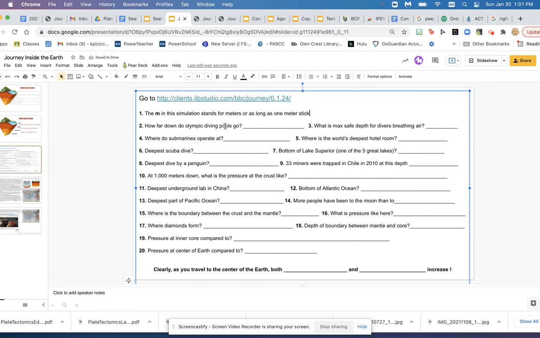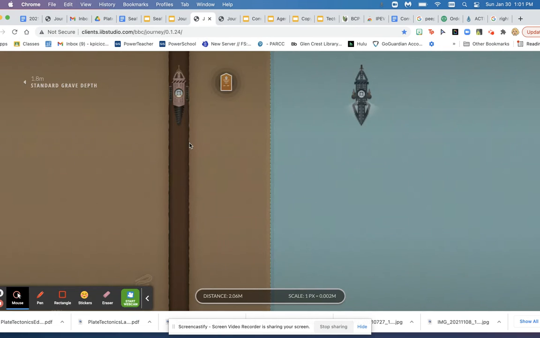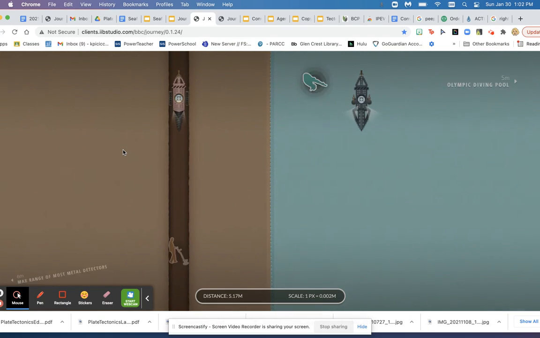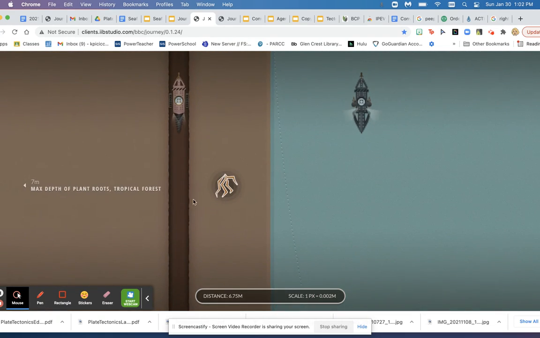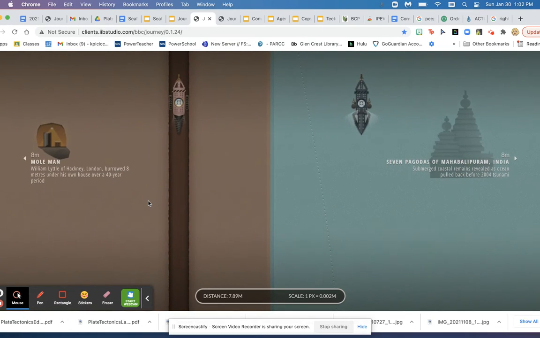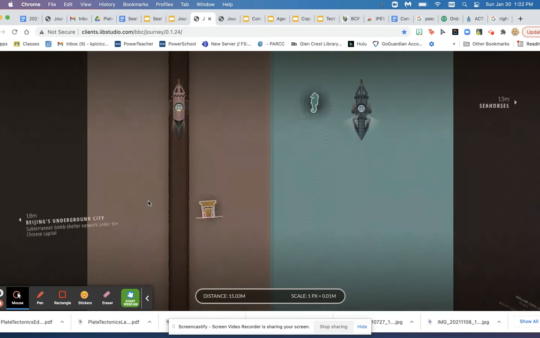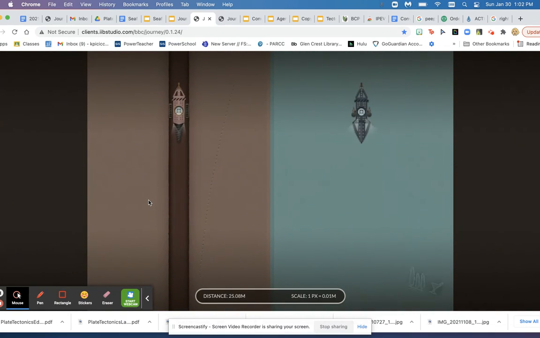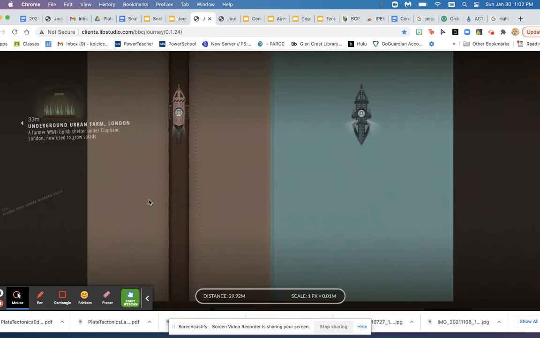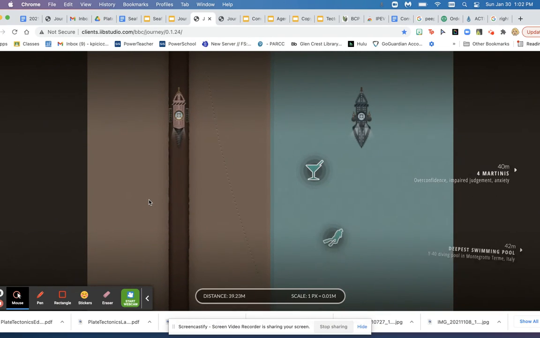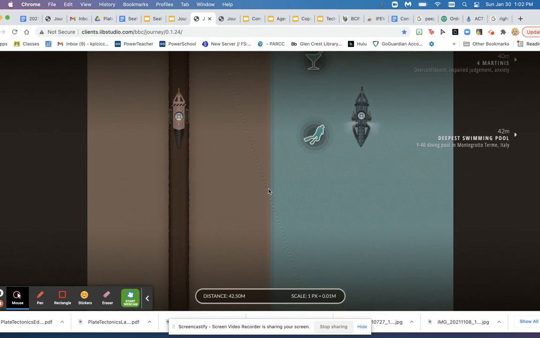How far do Olympic diving pools go? So now I'm going to look for that answer, and I'm going to go down. I don't see it yet. I don't see Olympic diving pools yet, so I'm going to keep going. I can look at some of the information as I go down. Olympic diving pools. Here we go. Keep going. Here we go. Deepest swimming pool. So I'm at 42 meters. So 42 meter sticks.